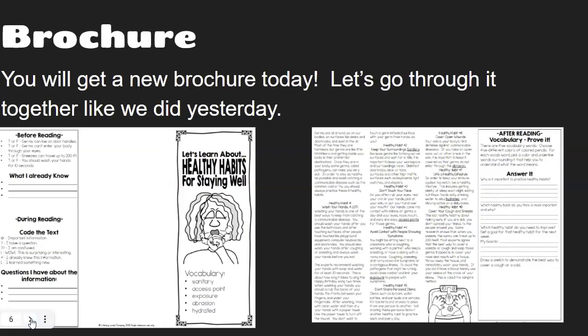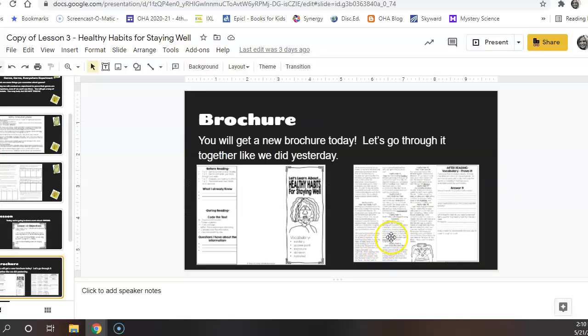And here's that brochure again. The true or false. So see if you know the answers to these. True or false, germs can live on door handles. Germs can't enter your body through your eyes. Sneezes can travel up to 200 feet. Yikes. And you should wash your hands for 10 seconds. Oh, we've been hearing about that. So we will read the brochure and see what the brochure says.